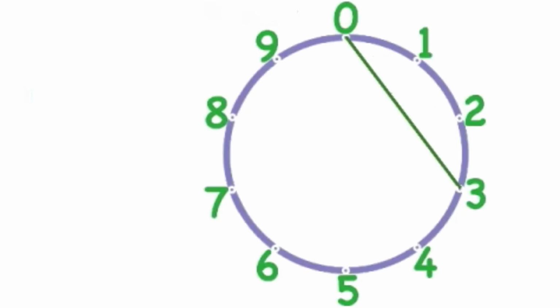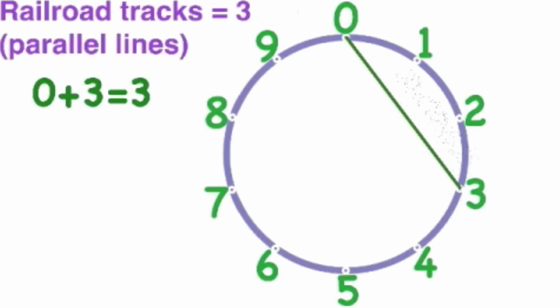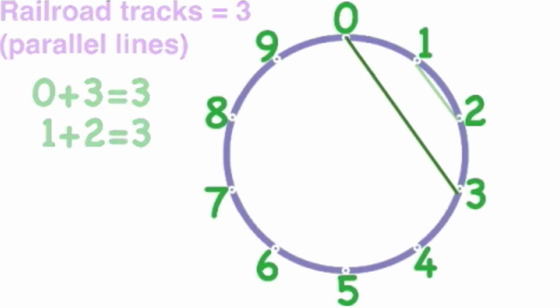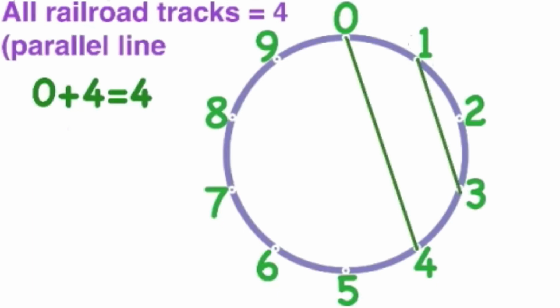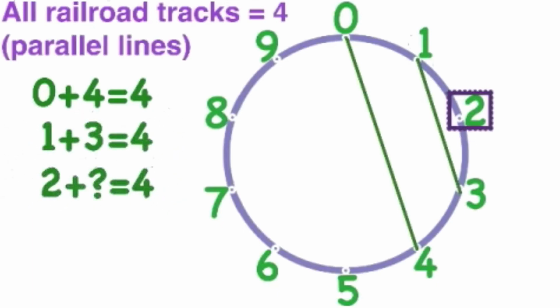But notice that 2 and 1 is also 3. And it creates a railroad track, also called a parallel line to the 0, 3 line. Interesting. And now we add 0 to 4, and it's easy to know that the answer is 4. And what else adds to 4? Yep, 1 and 3, which creates a railroad track, a parallel line with the 0, 4 line.